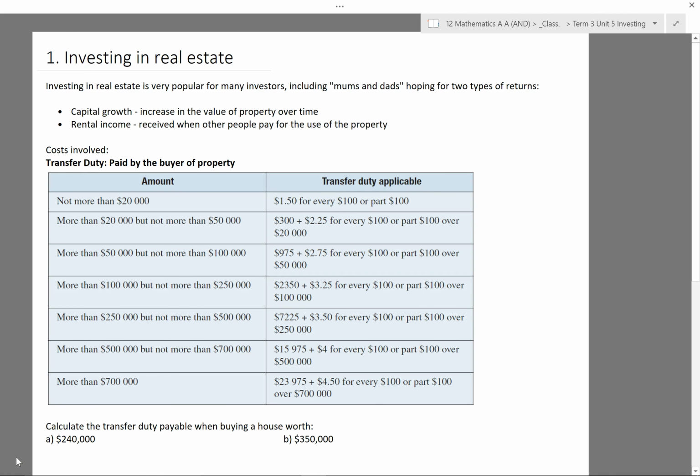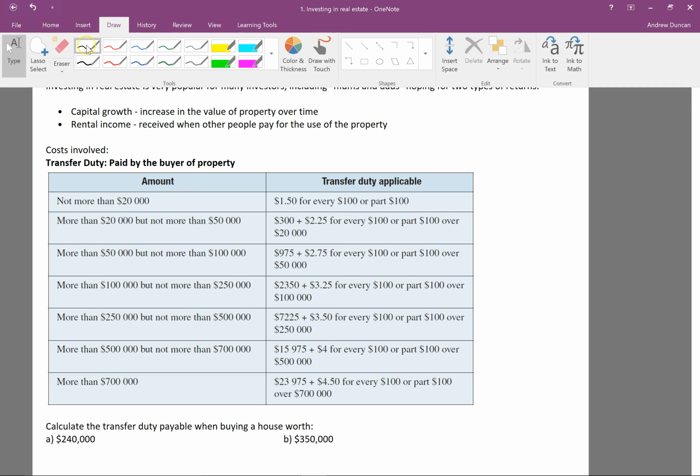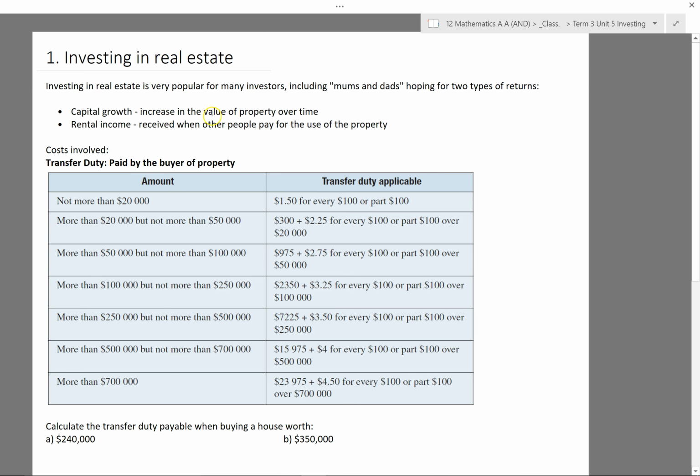This unit is about investing in real estate. As we know, investing in real estate is very popular for investors, including some of your mums and dads, hoping for two types of returns. One thing they're hoping to happen is for there to be some capital growth. So what this means is the value of the property increases over time.